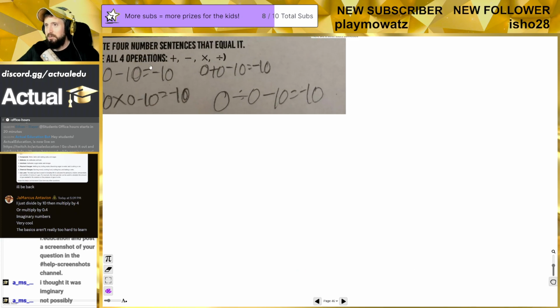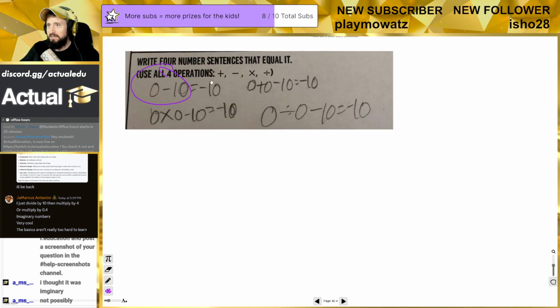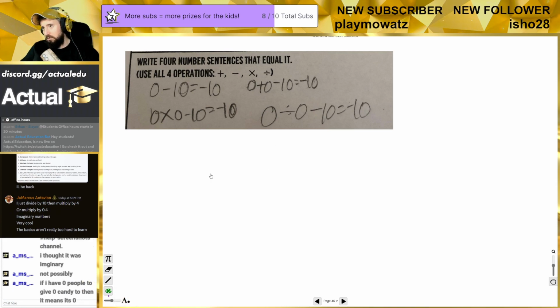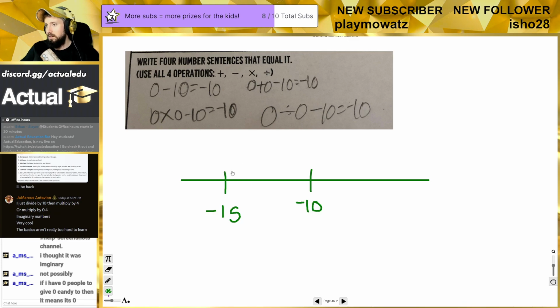I agree with this one. This one's okay. I like the 0 minus 10 is equal to negative 10. They just want you to have two numbers add up to negative 10, right? So, one way to do this, let's think about our number line. Let's say this is like negative 10, and let's say this is like negative 15. How could I get from negative 15 to negative 10?